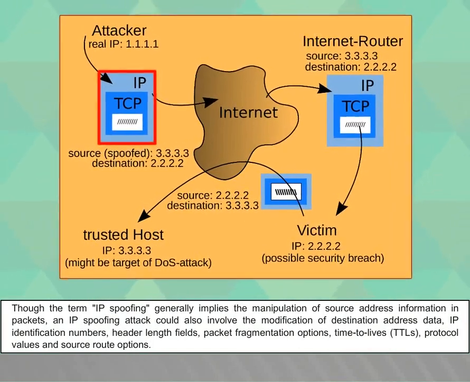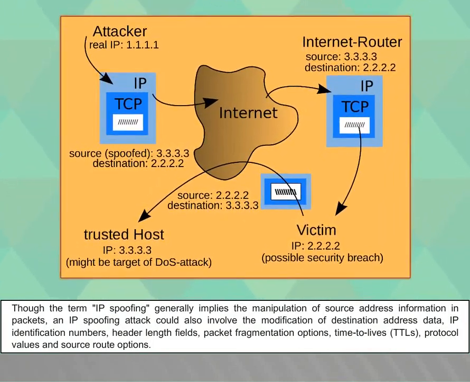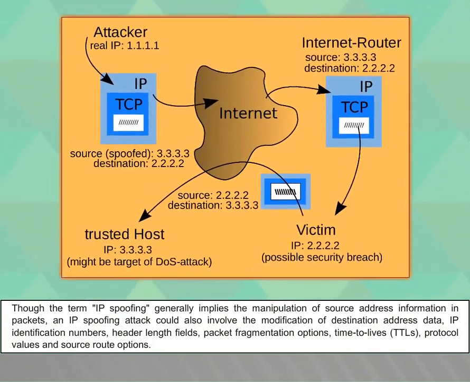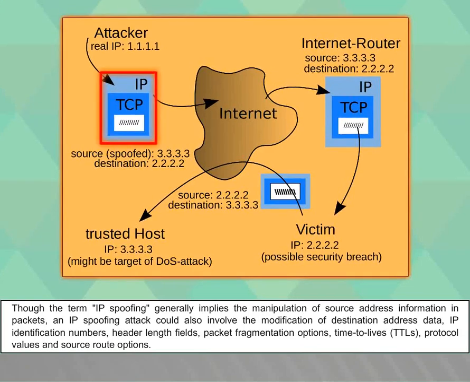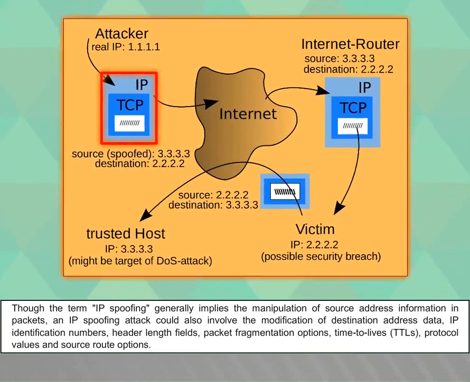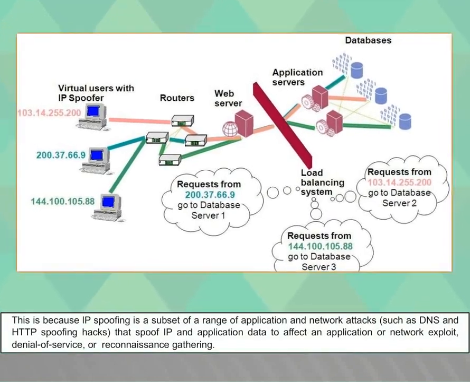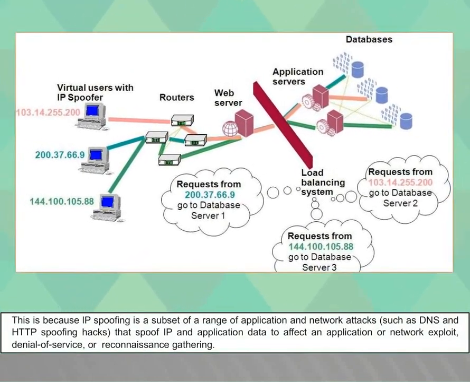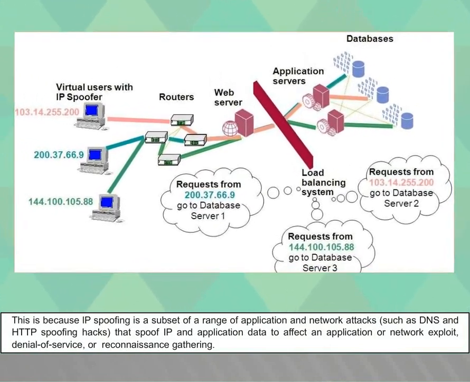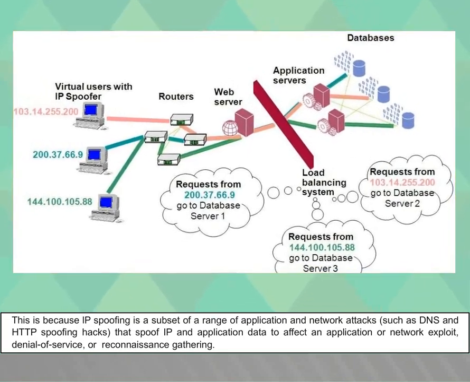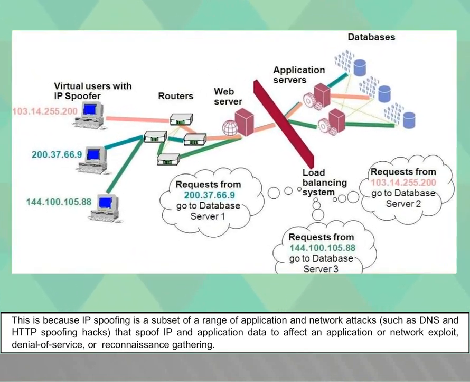involve the modification of destination address data, IP identification numbers, header length fields, packet fragmentation options, time to lives TTLs, protocol values, and source route options. This is because IP spoofing is a subset of a range of application and network attacks such as DNS and HTTP spoofing hacks that spoof IP and application data to affect an application or network exploit, denial of service, or reconnaissance gathering.